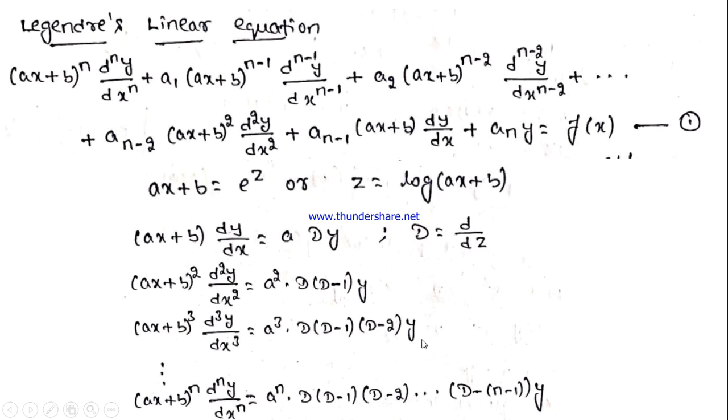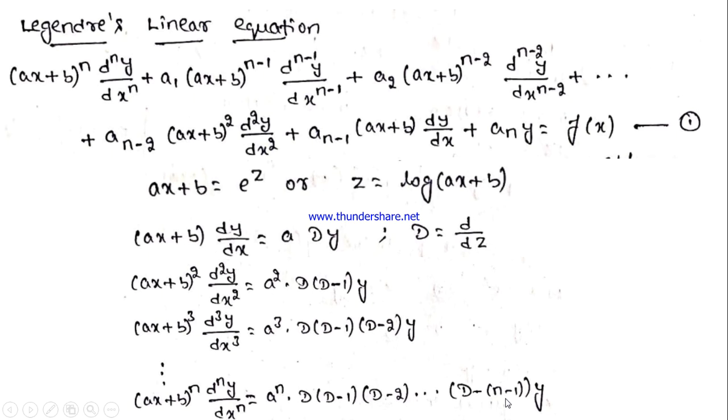We just go on doing this. You can note that the nth order term will look like this: a power n D, D minus 1, D minus 2, and so on. It ends up with D minus of n minus 1 y. You can note order is 1, it is D. Order is 2, D minus 1. Order is 3, D minus 2, 1 less than. Order is n, D minus of n minus 1, 1 less.